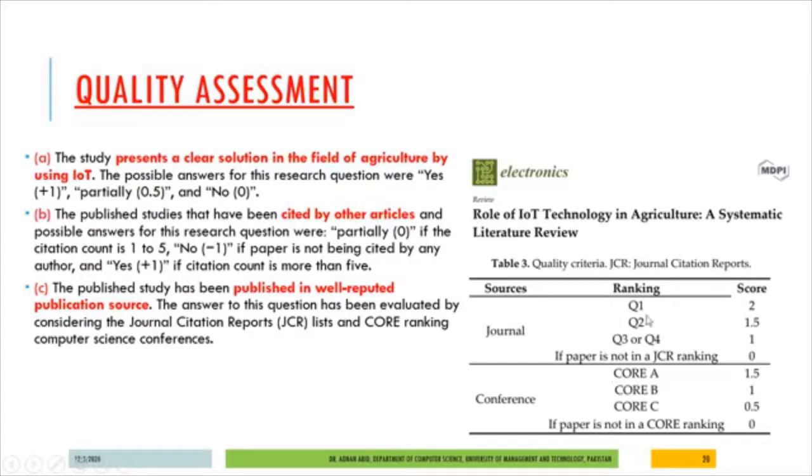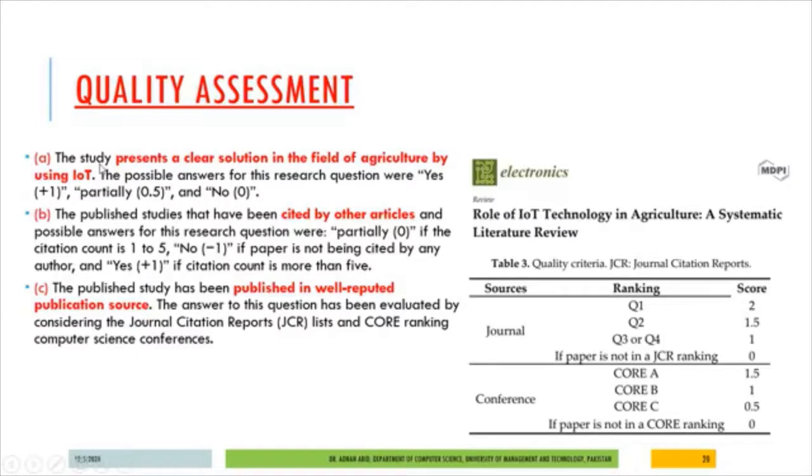2, 3, and 4. So if an article has been published in Q1 ranking, in case of being a journal article, it is given a good score, Q2 is given 1.5, Q3 or 4 is given 1, and if the Scopus ranking is not there, so it is 0, we give it a 0 score. Again, for conferences, CORE A star is given 2, CORE A is given 1.5, B is given 1, C is given 0.5, and if it is not in the CORE ranking, we do not give it any score.